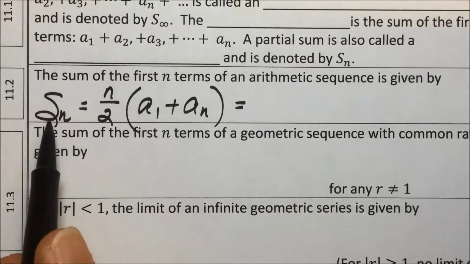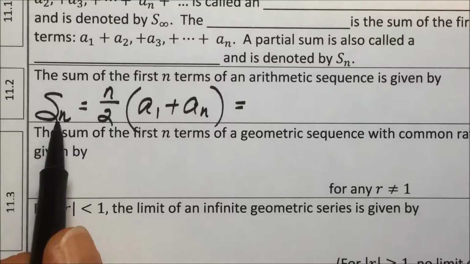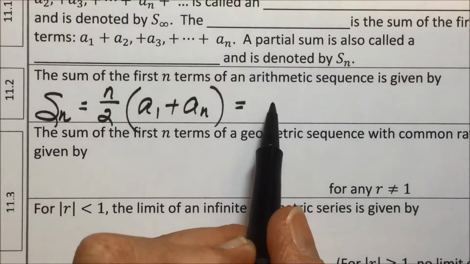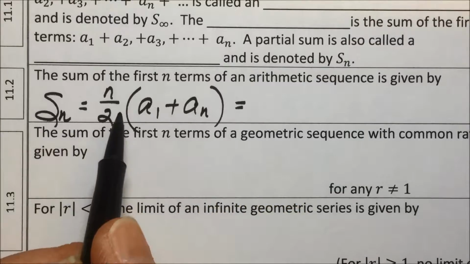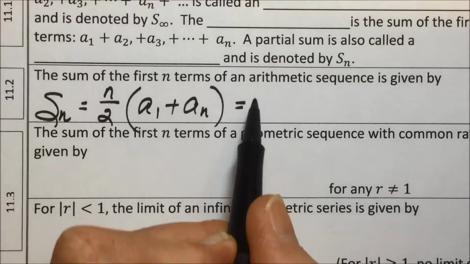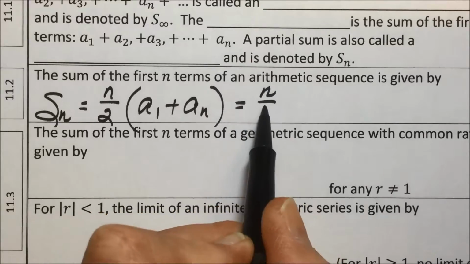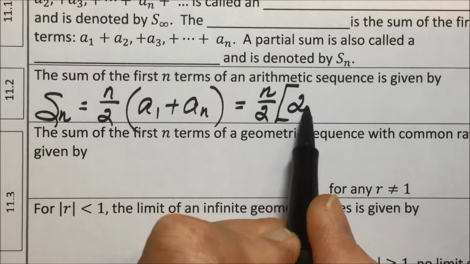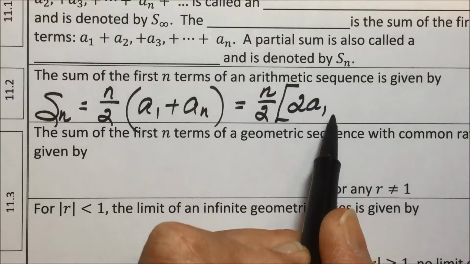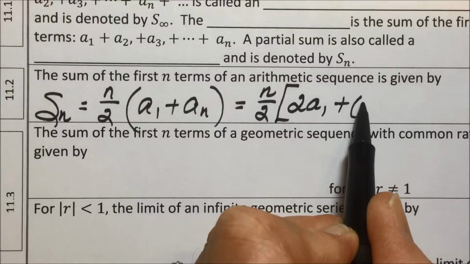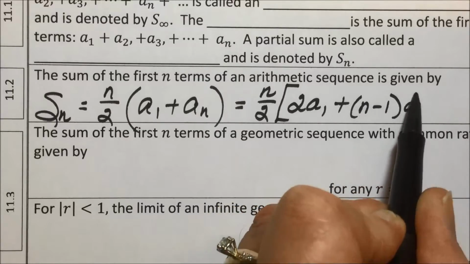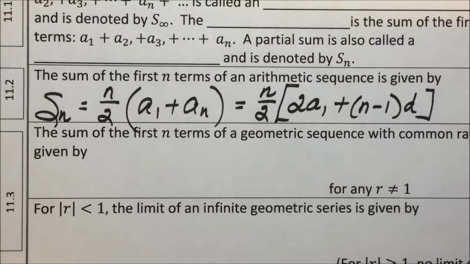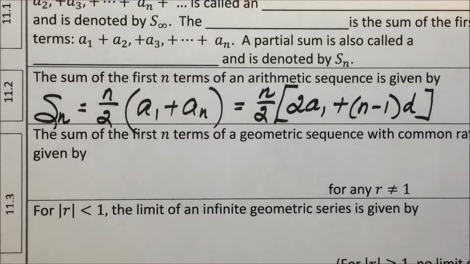another version for the series, or the sum of an arithmetic sequence of a finite or specified number of terms, which is n over 2 times the quantity 2 times a sub 1, the first term in the sequence, plus n minus 1 times the common difference. And let's take a look at an example of that.